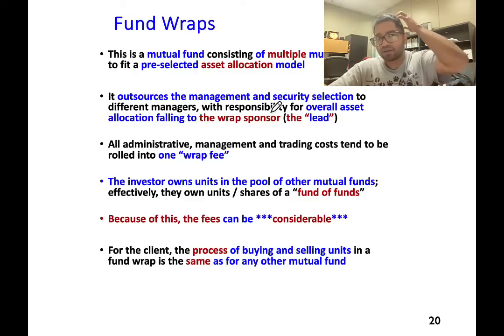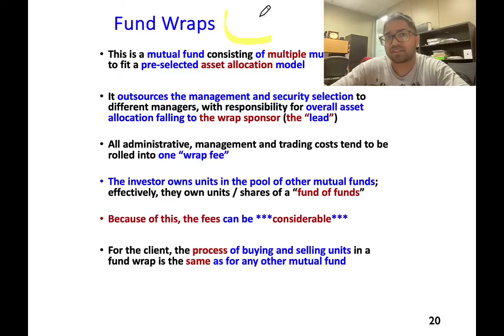Then you also have fund wraps. So what are fund wraps? These are mutual funds that invest in other mutual funds. So this is a mutual fund consisting of multiple mutual funds to fit a pre-selected asset allocation. So it's a mutual fund that might invest some money in equity mutual funds, some in bond mutual funds, some in money market mutual funds. So it's a mutual fund investing in other mutual funds.